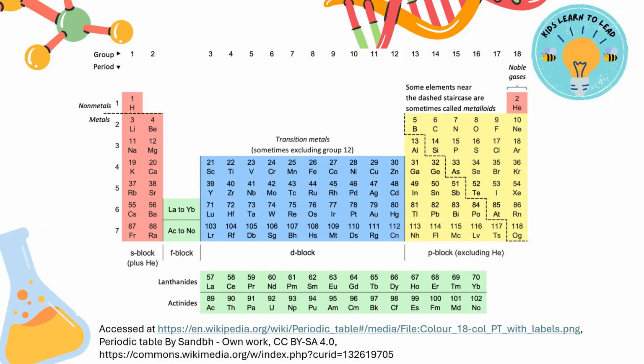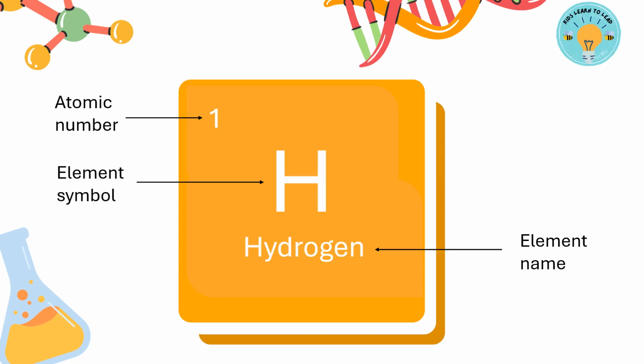This is the complete periodic table. Before we begin learning the first 20 elements of the periodic table, let us learn how to read an element. The top left number is the atomic number. It is the number of protons of the element. The middle letter is the element symbol. The word is the element name. Let us begin our journey as kid scientists.